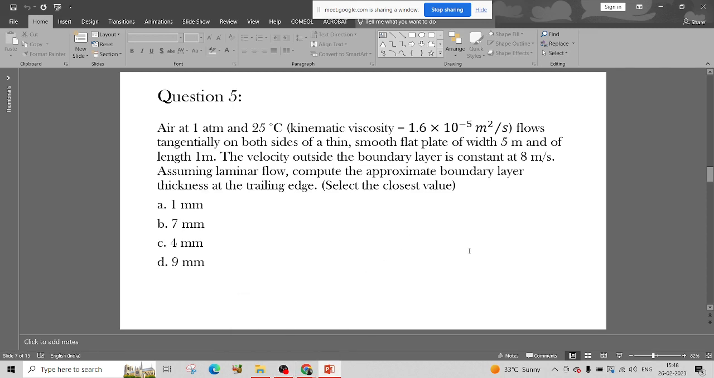This is question number 5. Air at 1 atmosphere and 25 degrees Celsius, kinematic viscosity is 1.6 into 10 to the power minus 5 meter square per second, flows tangentially on both sides of a thin, smooth, flat plate of width 5 meter and length 1 meter. The velocity outside the boundary layer is constant at 8 meter per second. Assuming laminar flow, compute the approximate boundary layer thickness at the trailing edge.